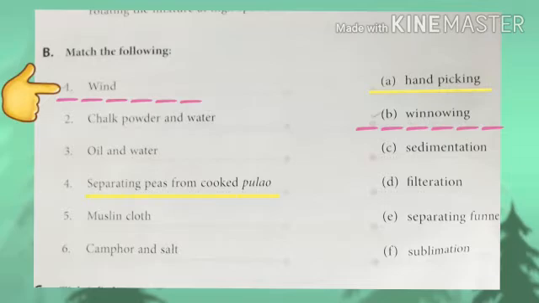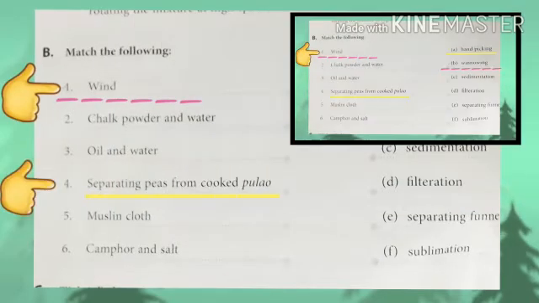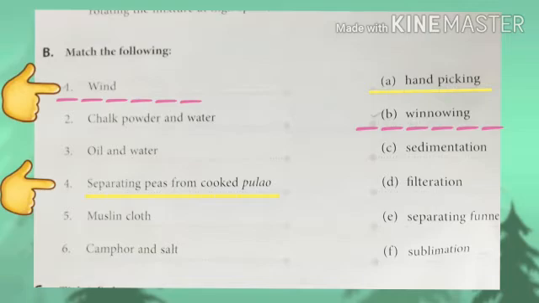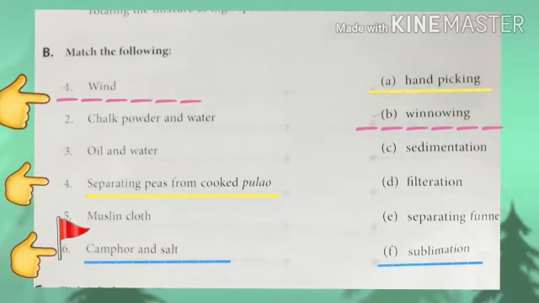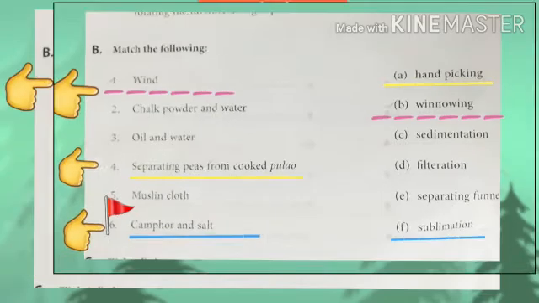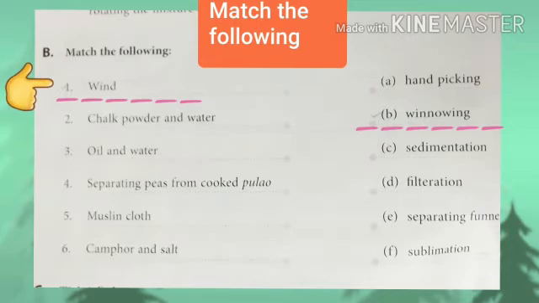Match the following. Two were already done by us. Separating peas from cooked pulao by hand picking, and wind is used during the process of winnowing. These two are already done. We are going to add one more, match the following, that is related to our topic. I'm just going to show you the third one. Camphor and salt are the substances that show the process of sublimation. Camphor and salt can be separated out by the process of sublimation, I can say that.